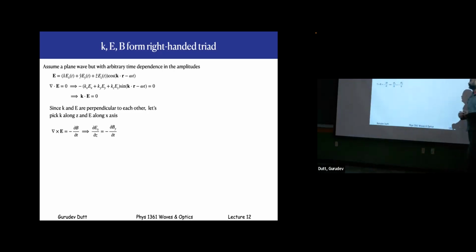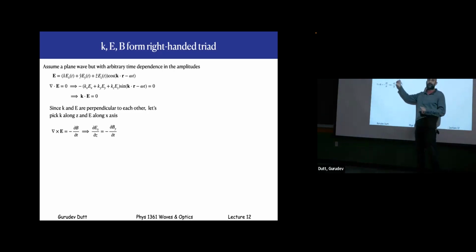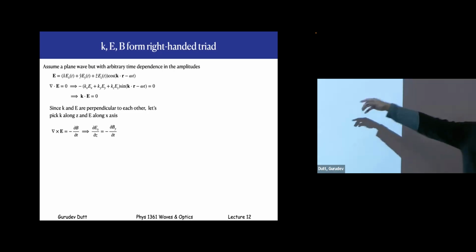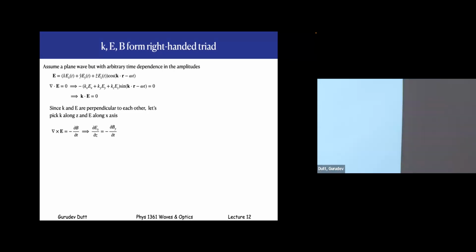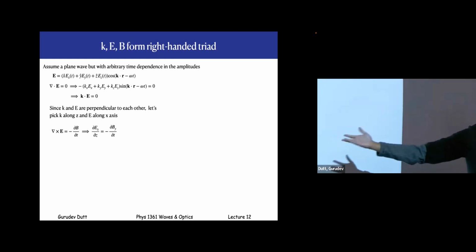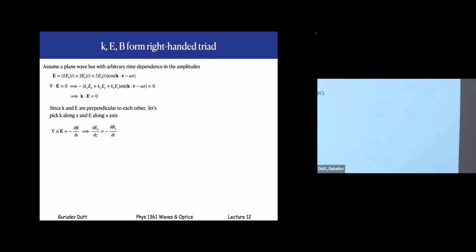Del cross E equals minus dou B over dou t. Okay, you can convince yourself that since E is only along the x-axis, the only term that survives on the left-hand side is this dou Ex over dou z. Also, because k must be along the z direction, the only spatial dependence is kz minus omega t. So there's no other spatial dependence, so all the other derivatives with respect to x or y, etc., are 0.